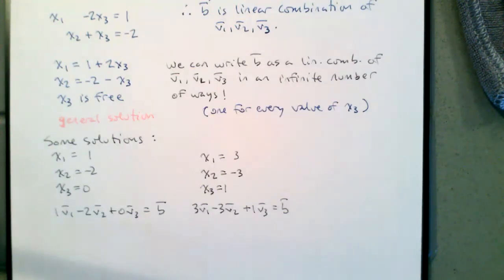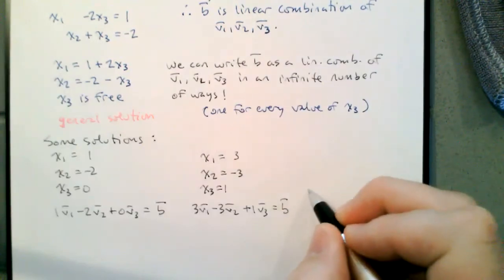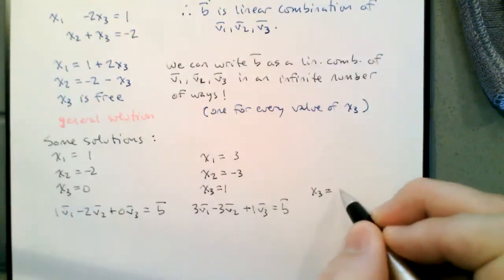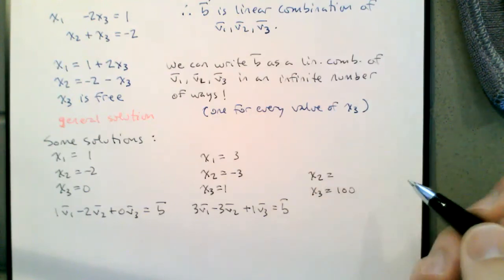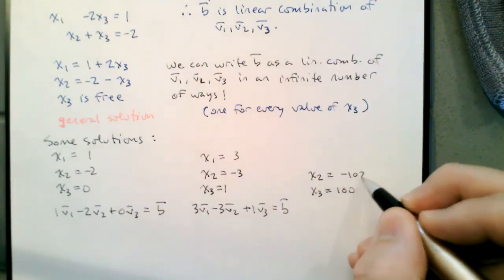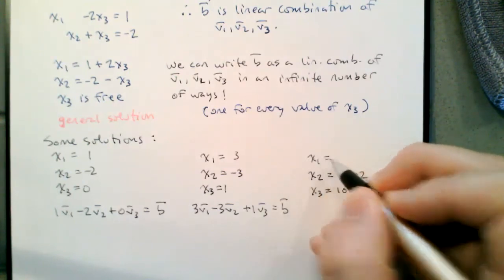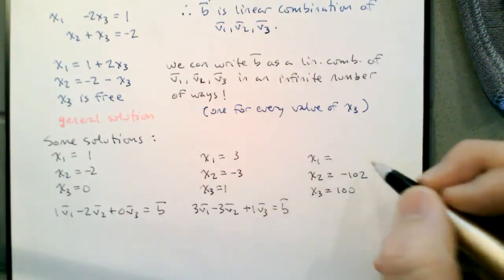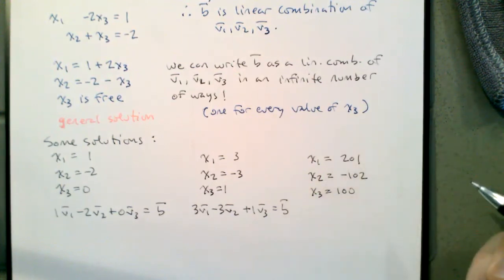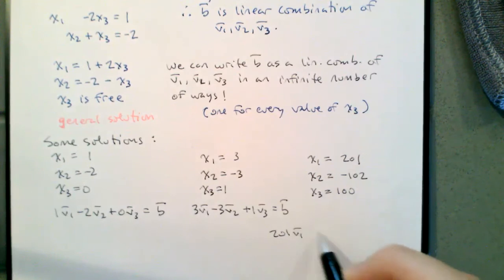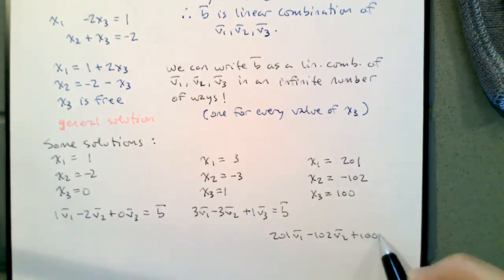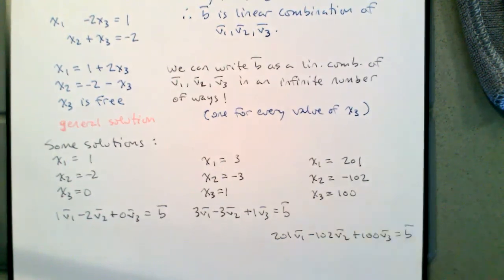So I could choose x3 equal to 100. That means x2 is equal to -2 minus 100, or -102. And x1 is 1 plus 2 times 100, or 201. And what that means is that, I did not give myself enough space, but 201 times v1 minus 102 times v2 plus 100 v3 is equal to b.